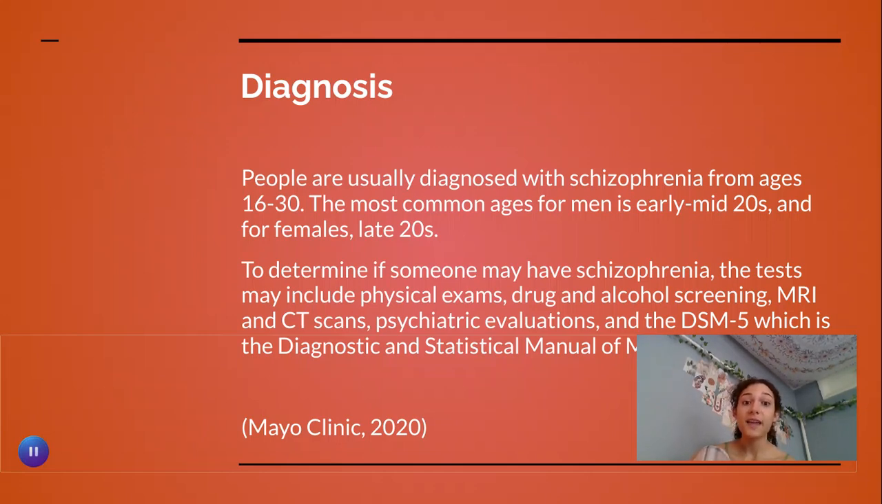To determine if someone may have schizophrenia, the test may include physical exams, drug and alcohol screening, MRI and CT scans, psychiatric evaluations, and the DSM-5, which is the Diagnostic and Statistical Manual of Mental Disorders.